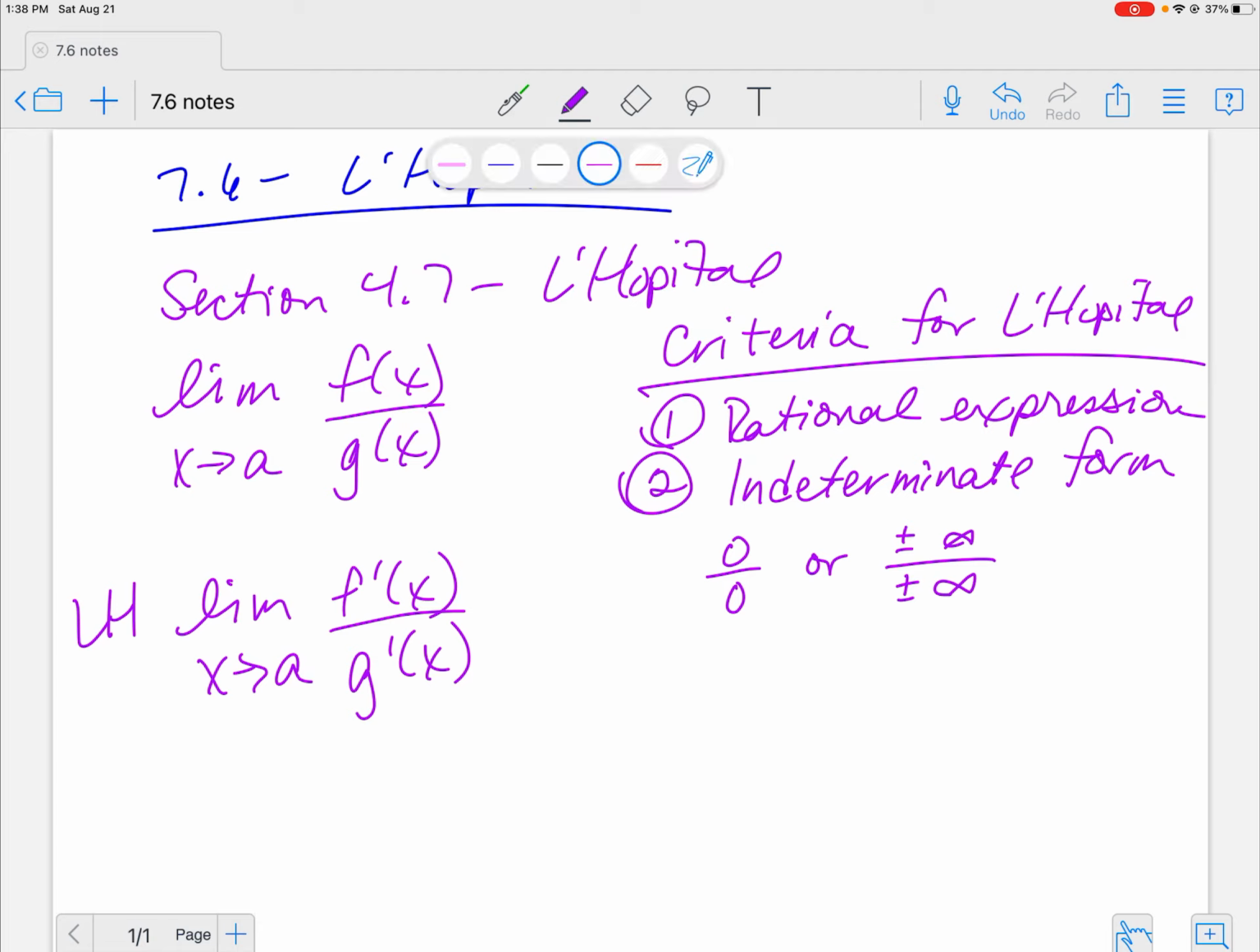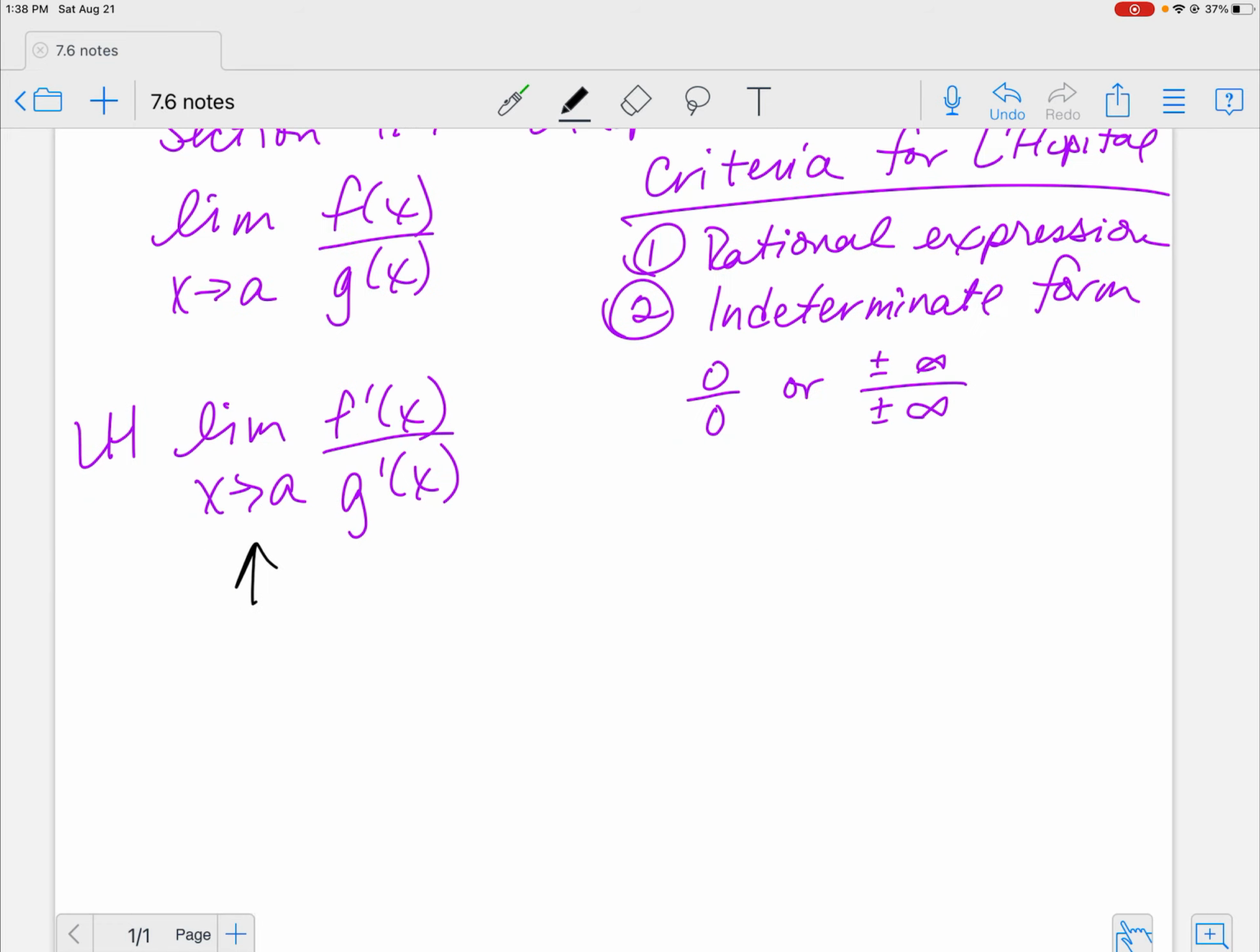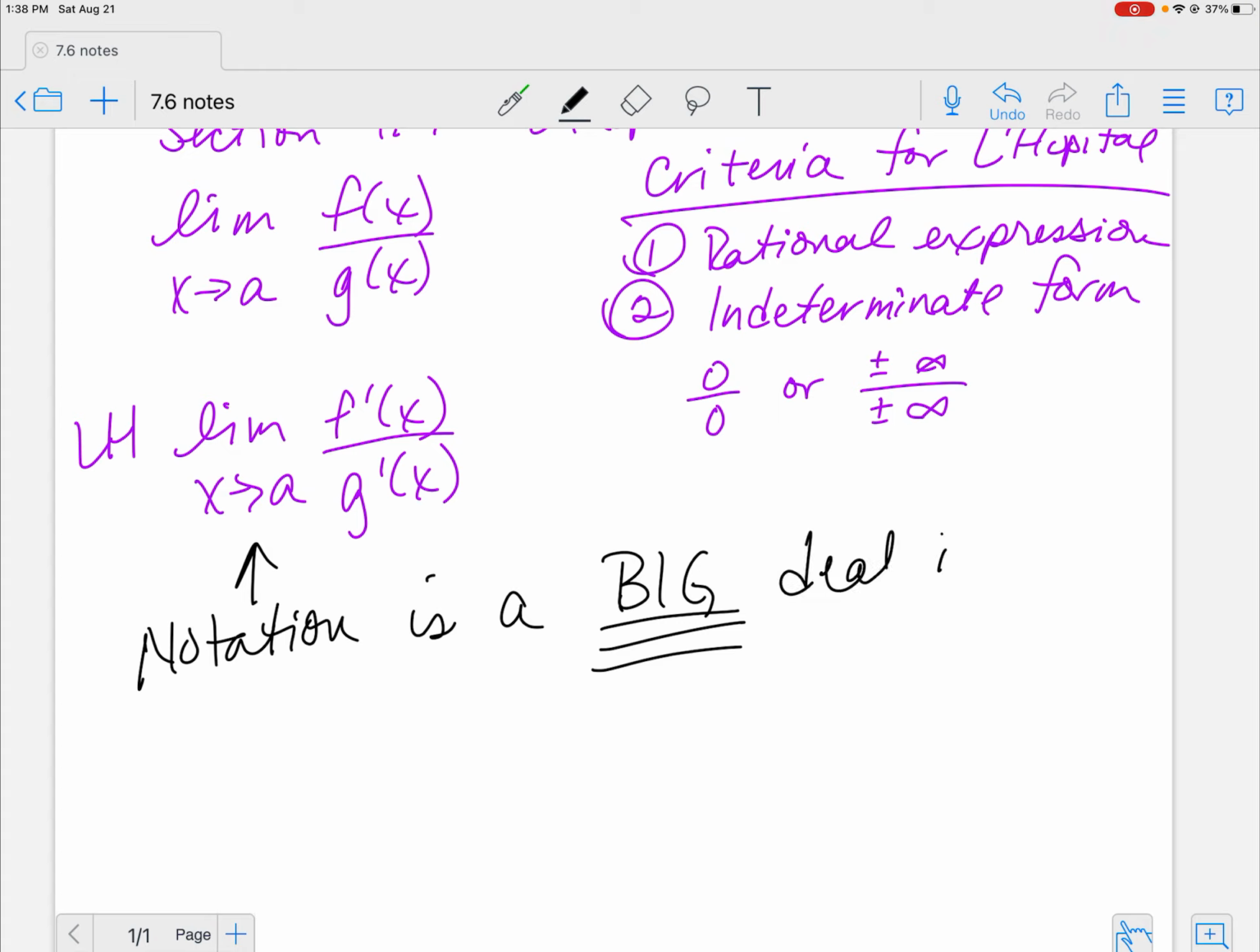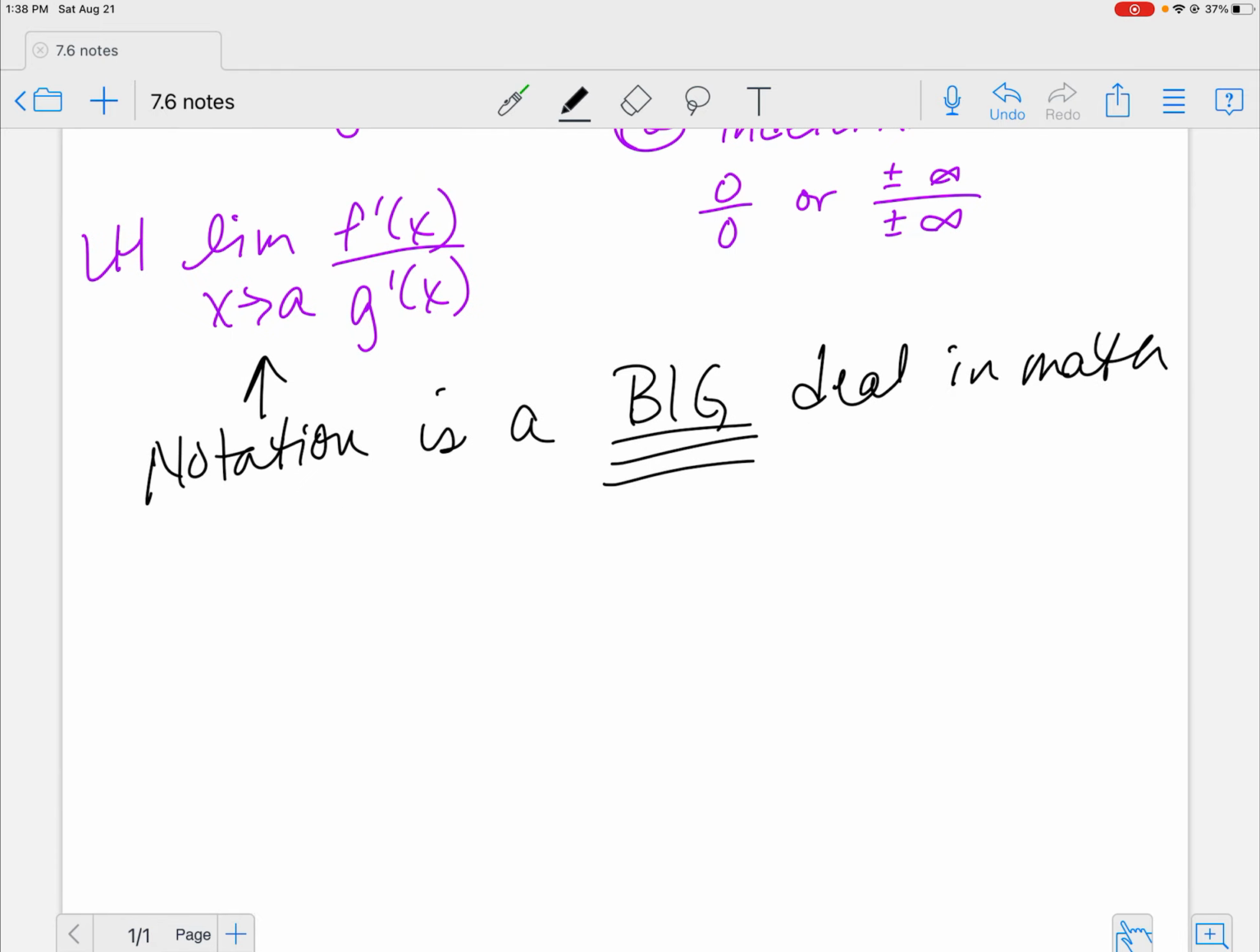Now, this is the first time we've done limits here in Calc 2, and I'm going to be a stickler about this because notation is a big deal in math, and I'm writing it out. Notation is a BIG deal in math. If you are taking a limit, you have to write that notation. If you don't, you're wrong. All right? The limit is an operation.